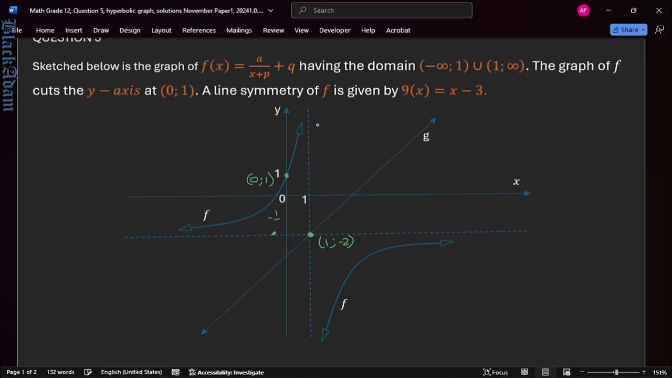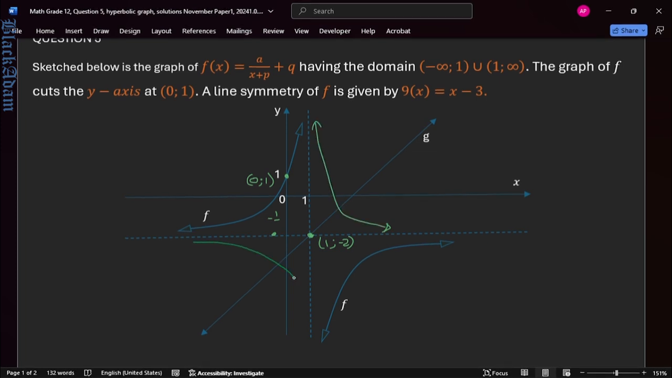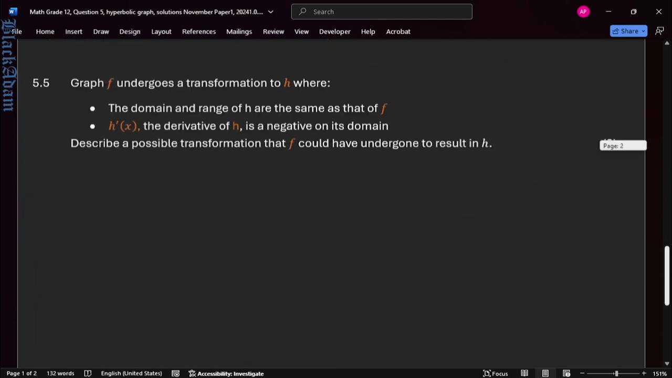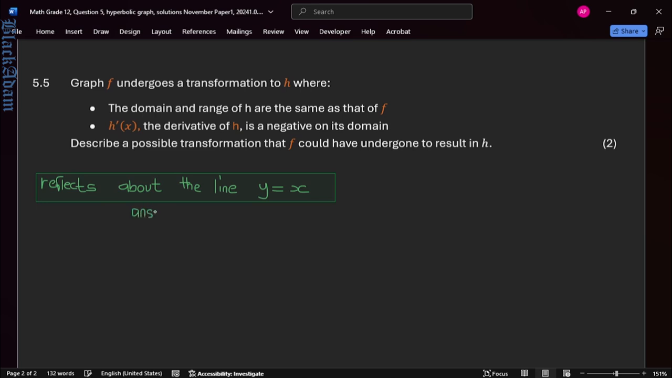Alright, so we have the next question. We have that part there to preserve the domain and the range, and that part of the graph. So that means that in 5.5 it's going to reflect about the line y is equal to x. So that is our answer for our final equation.